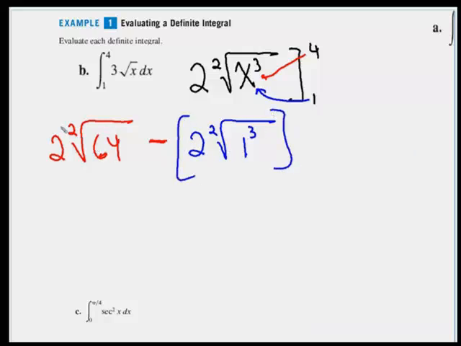And let's see, the square root of 64 is 8, so that's 2 times 8, or 16, minus 1 to the third is 1, the square root of 1 is 1, times 2 is 2. 16 minus 2 is 14.